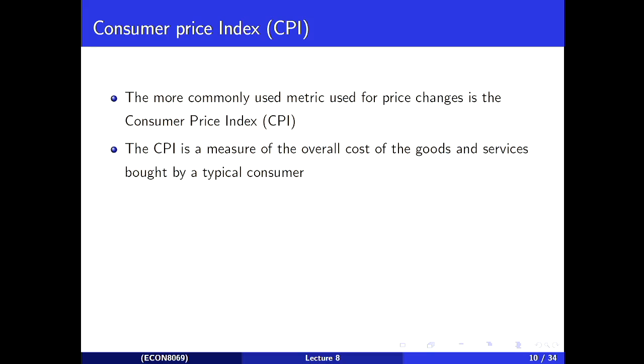So the CPI is a measure of the overall cost of the goods and services, as it says here, bought by a typical consumer, which means it's not going to include lots of stuff that goes into GDP, or at least some stuff that goes into the GDP deflator. For example, exports.